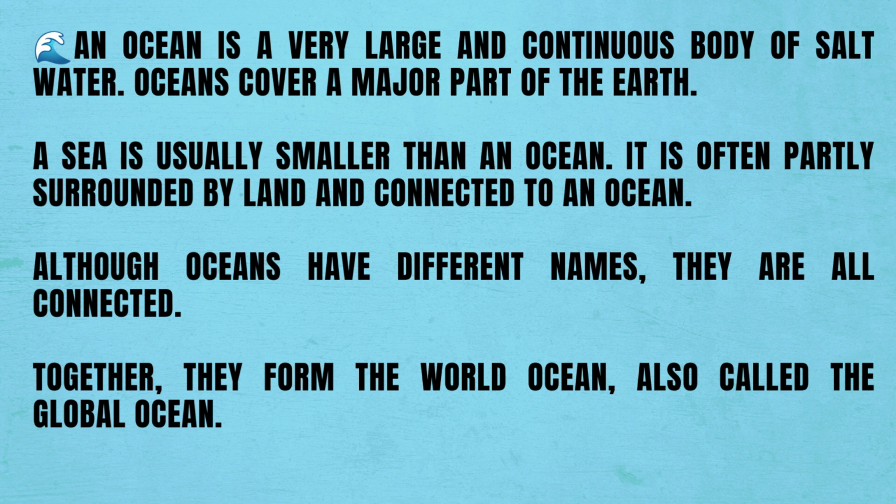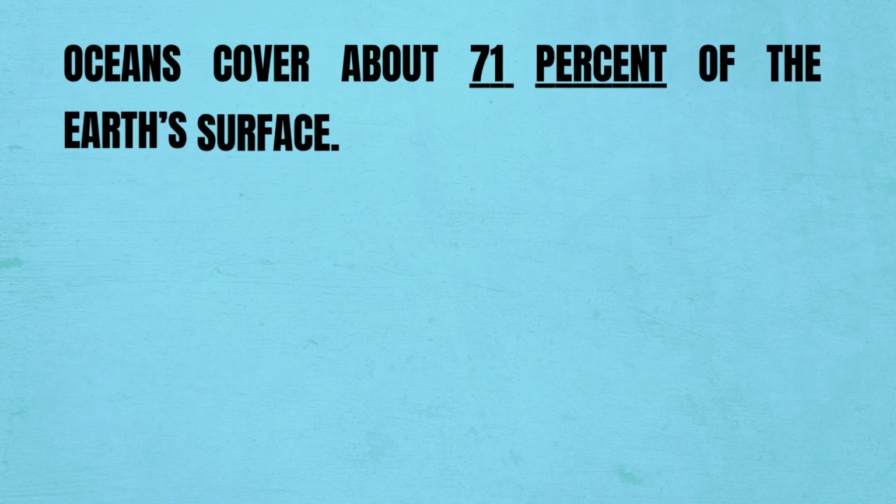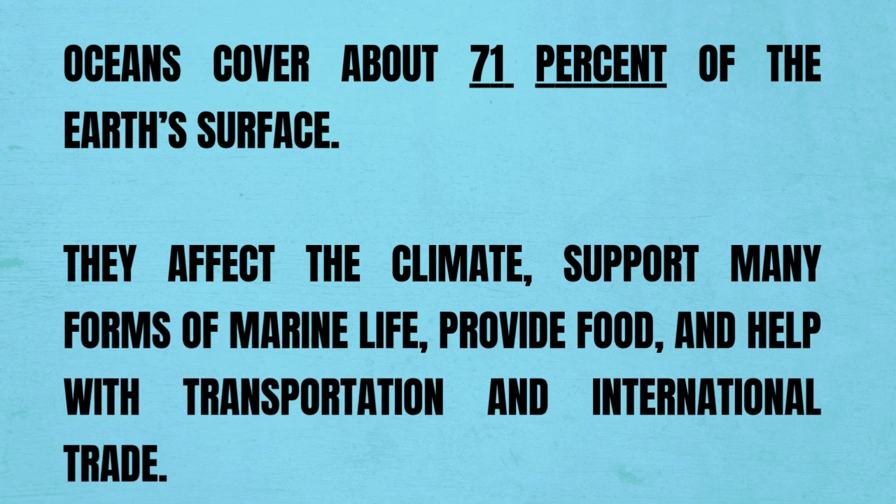Although oceans have different names, they are all connected. Together, they form the world ocean, also called the global ocean. Oceans cover about 71% of the Earth's surface. They affect the climate, support many forms of marine life, provide food, and help with transportation and international trade.